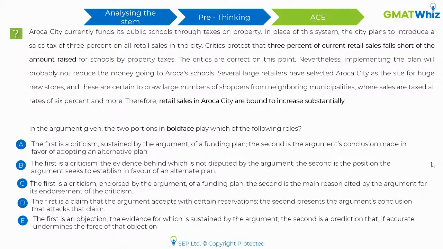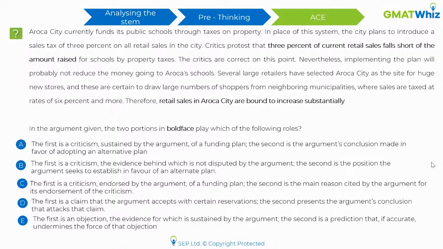Is the criticism sustained by the argument? Now here there is a question mark. Okay, the criticism itself actually is not sustained by the argument, is it? No. One of the points about the criticism has been sustained by the argument, but not the whole criticism. So I would say this second portion, sustained by the argument, is not really true. All right. So the criticism has not been sustained by the argument. The author objects to that. And therefore, the portion incorrect so far is sustained by the argument. Otherwise, the first is a criticism of a funding of a plan.